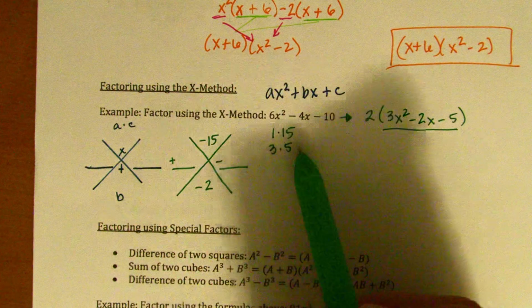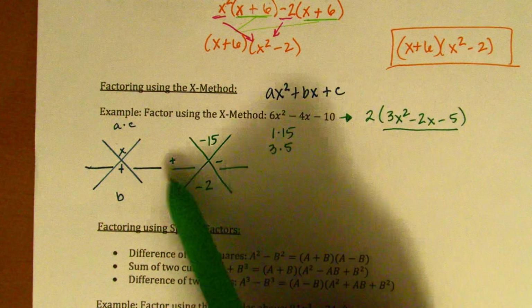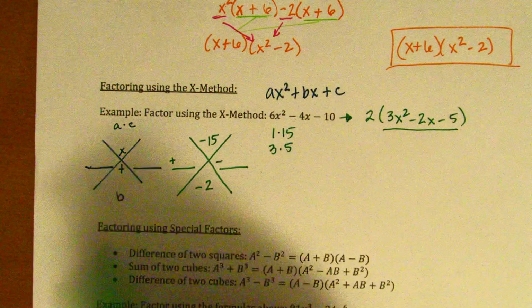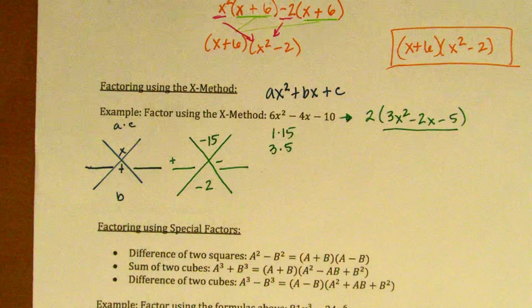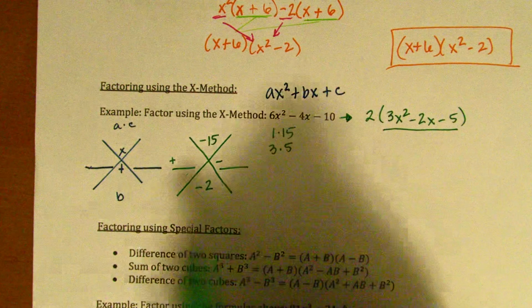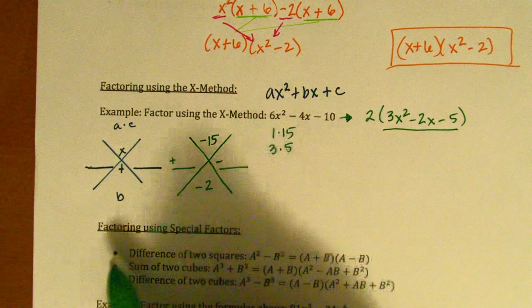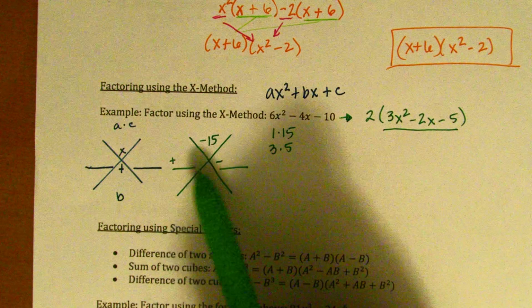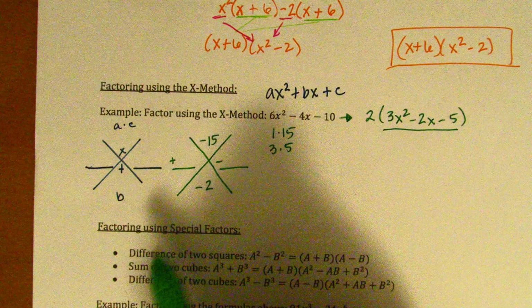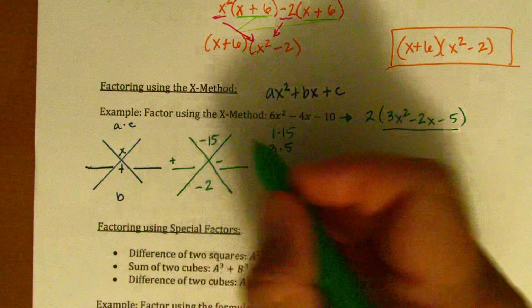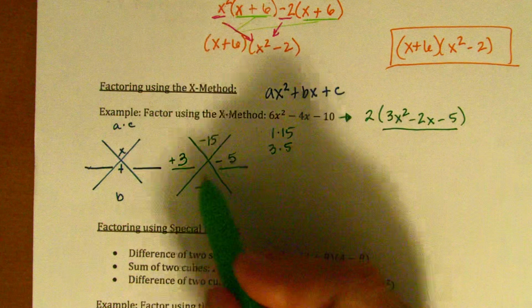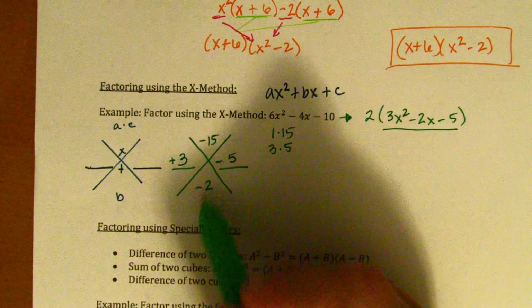I'm looking for numbers that give me a difference of 2, because one's going to be positive and one's going to be negative. So that's going to be 3 and 5. Now it matters which one I say is positive and which is negative. If I say that 5 is positive and 3 is negative, positive 5 and negative 3 give me a positive 2. That's not right. So what I actually need is a negative 5 and a positive 3. Negative 5 plus 3 is negative 2.